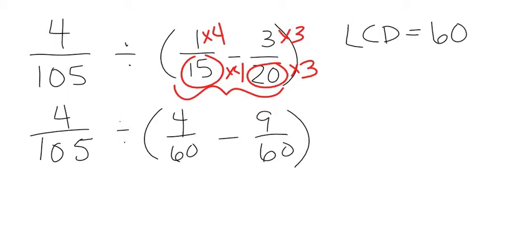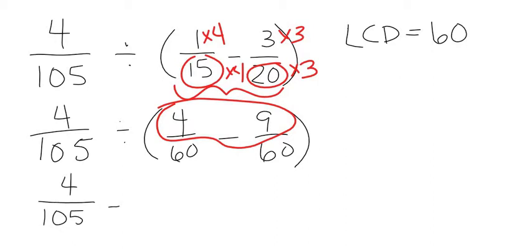Now that I have the common denominator in the parentheses, I can simply subtract the numerators. I have 4 minus 9, and 4 minus 9 is negative 5 over 60.